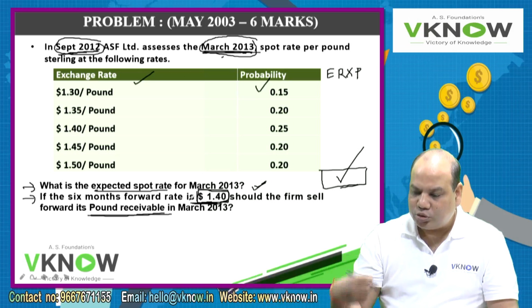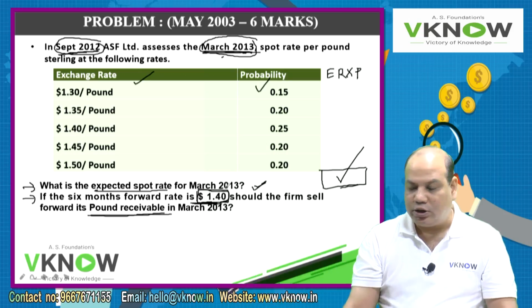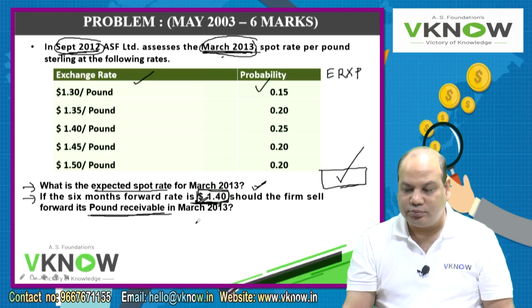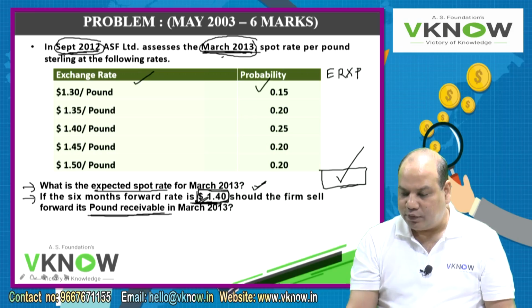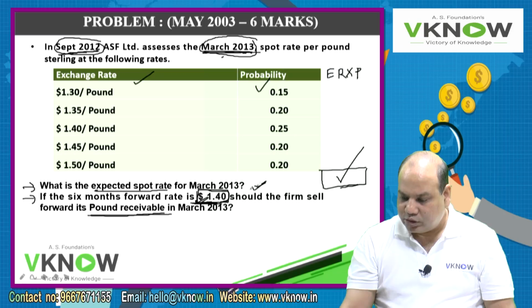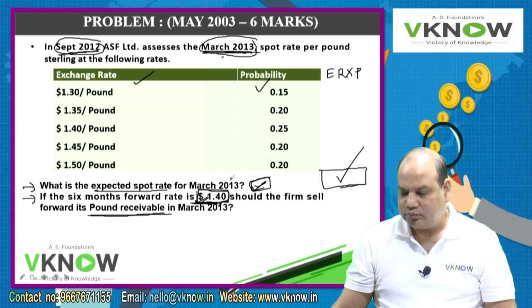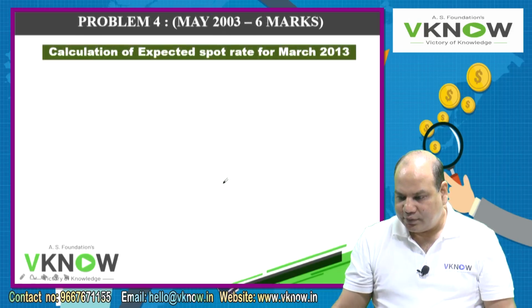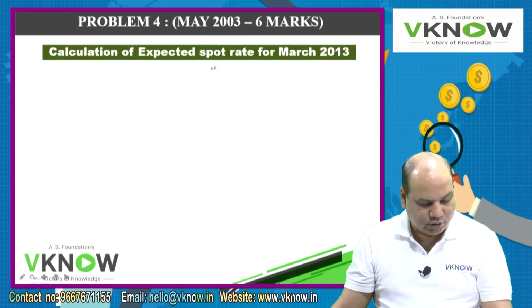So this company is going to receive some pound, and if they enter into a forward contract, the pound can be converted into dollar by applying $1.40 per pound. Should the firm sell forward its pound receivable in March 2013? This I will compare with the expected spot rate, and then we will be able to comment. Is it right? So first thing first, what is the expected spot rate for March 2013? Write down.